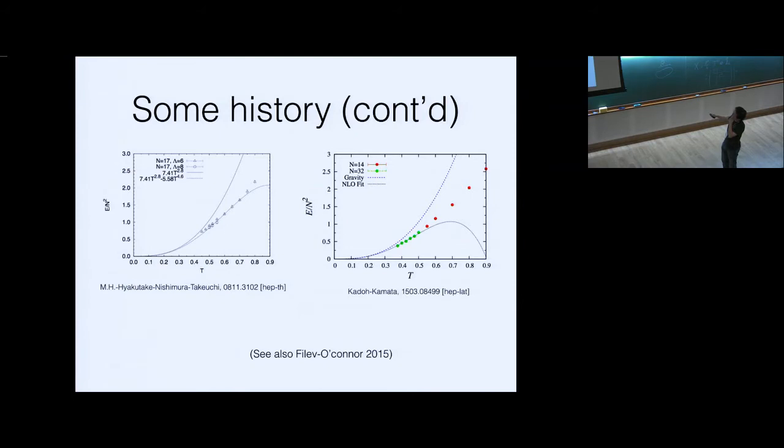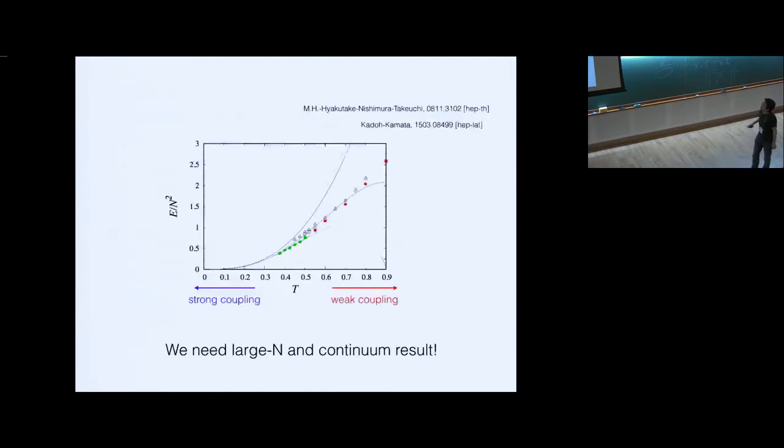And they got this result, and the result looked pretty much close. But this is our fit result, and this is their fit result. So the fit looks very different. And by the way, Philip O'Connor did a similar simulation in 2015. If we plot our result and the Kado Kamata result on top of each other, they are close, but different. And this tiny difference is already crucial, already fatal. We cannot really see which is correct. We need large n and continuum result.